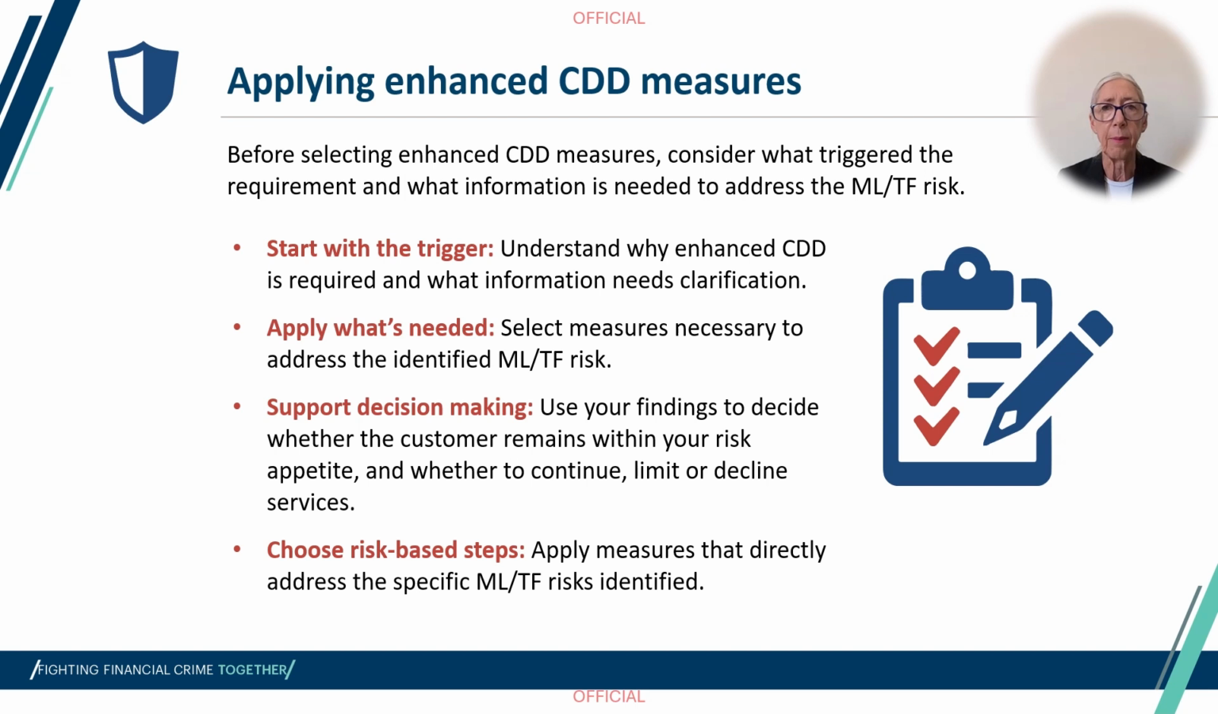Choose risk-based steps. Select measures relevant to the MLTF risks identified. Examples include additional KYC, verifying or re-verifying information, reviewing unusual or recent transactions, performing source of funds and source of wealth checks, requesting documents, or closer monitoring. These are examples only and aren't intended to be prescriptive. The measures you choose will depend on your services, the customer, and the specific MLTF risk they pose.